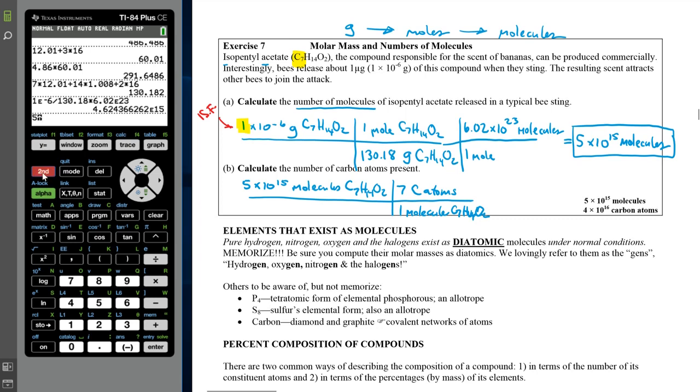In any case, 5 times 10 to the 15th. So I'm going to go to my calculator. 5 times 10 to the 15th times 7 gives me 3.5 times 10 to the 16th. Now you'll see there in the answer it's rounded off again because we only have one significant figure. We're going to round that off to say 4 times 10 to the 16th carbon atoms.